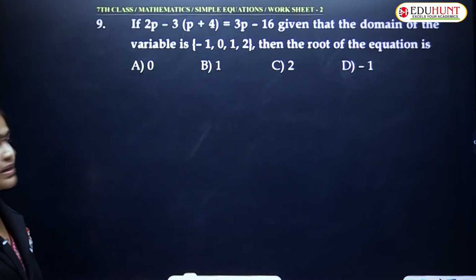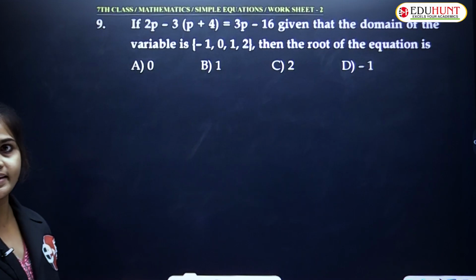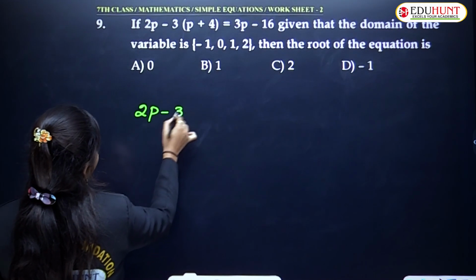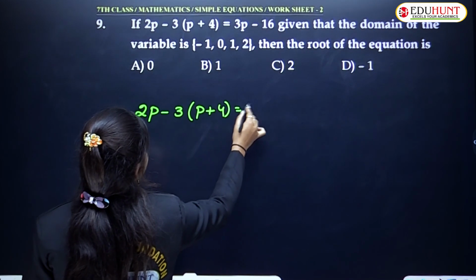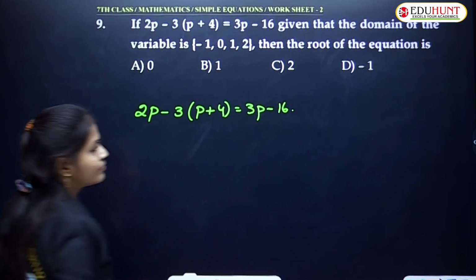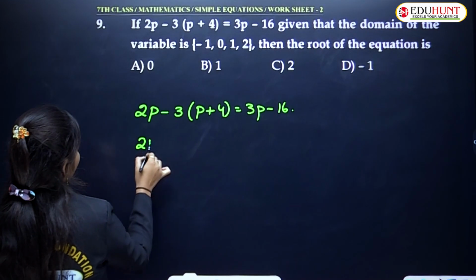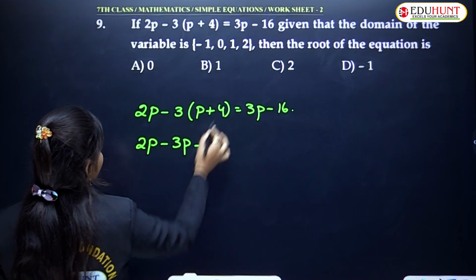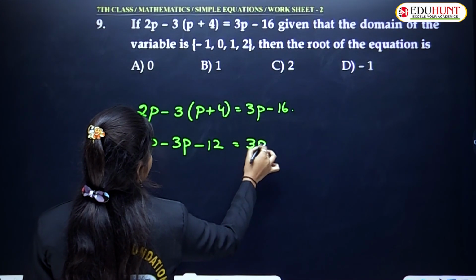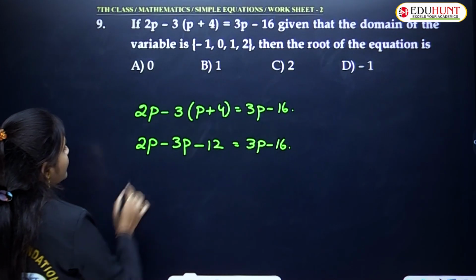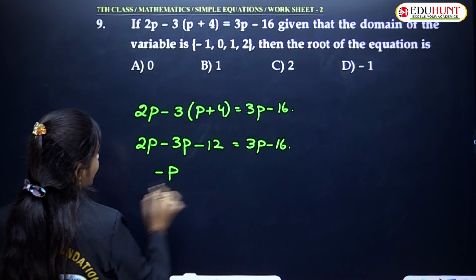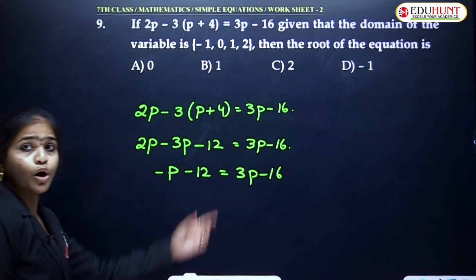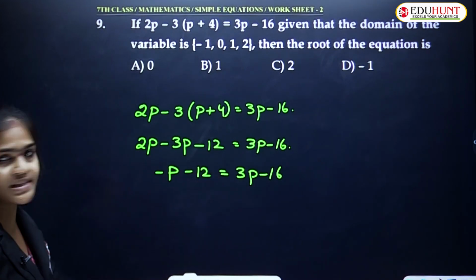Next one. Ninth one, what is that? Here this is also, the domain of the variable they given. Just we need to find the root of the equation only. 2p minus 3 into p plus 4, which equals 3p minus 16. Okay, just find the value of p here. 2p minus 3 into p is 3p, minus into plus is minus 3 fours are 12, which equals 3p minus 16. Okay, from this 2p minus 3p, which is minus p minus 12, equals 3p minus 16. Now all the variables write together and all the constants write together.